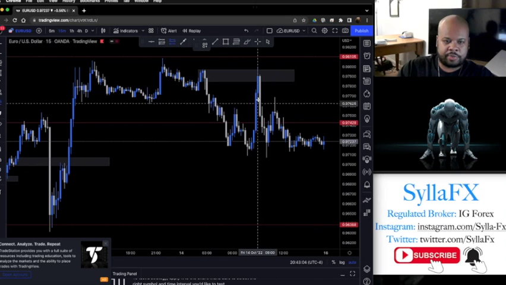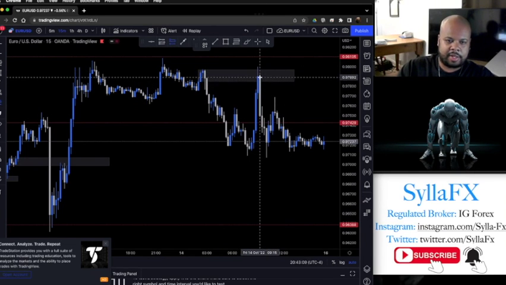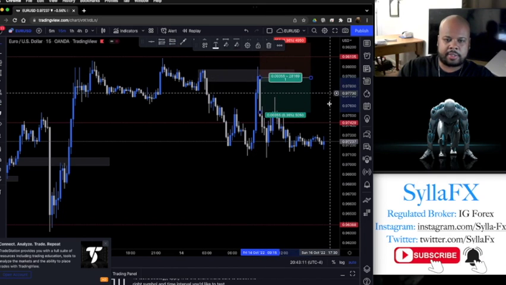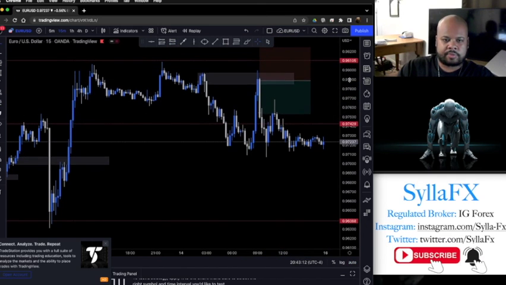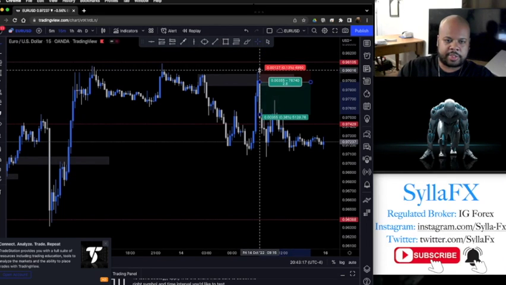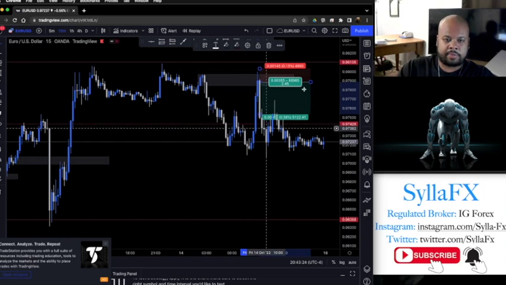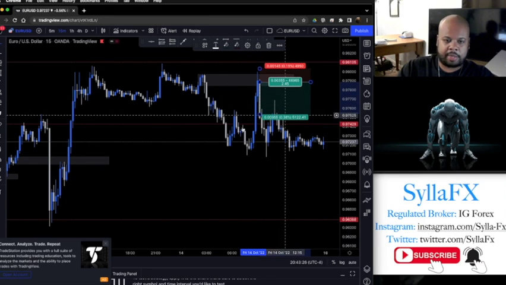So, it comes all the way back up, and you see that nice rejection that happens at the top here, and I'm going to go ahead and take a sell. So, stop loss above the wick. We have about 13 pips, 12 pips or so. I'm going to make it 14 just to give it a little breathing room. And if I'm stop lossing at 14, I'm aiming for a 1-to-2 ratio, 28 pips.